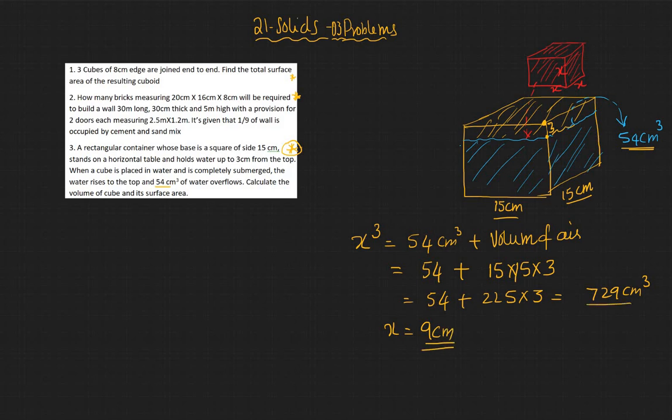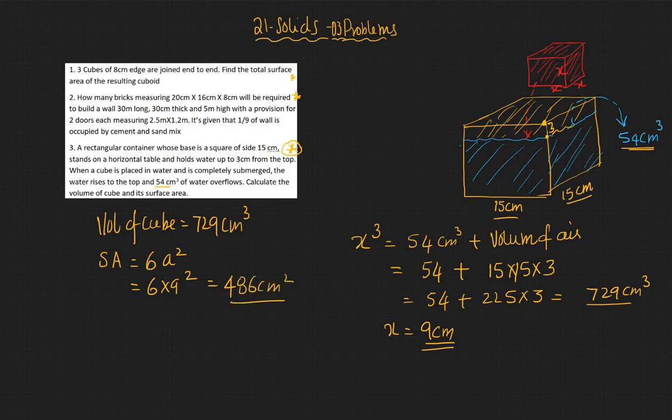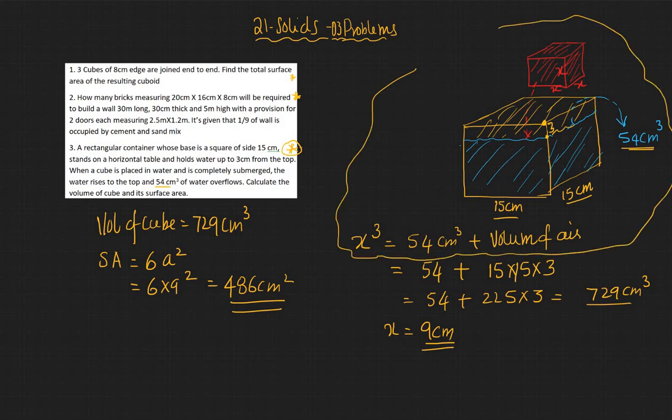Cube root of 729 is 9 centimeters. So the questioner is asking find the volume of the cube. So that's obvious. The volume of a cube is 729 centimeter cube. What is the surface area? We know the surface area of a cube, all the 6 sides that the cube has, and that's 6 into 9 squared, and that's 486 centimeters square. So here again, I think the key of the problem is your starting point, how you visualize this whole thing.